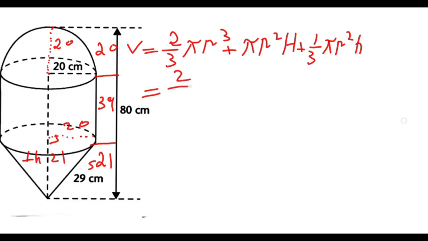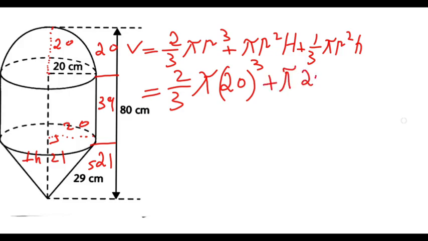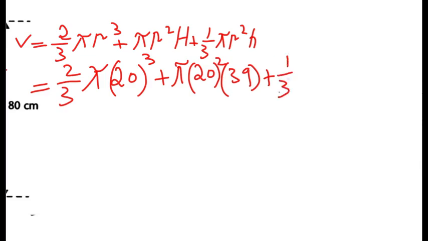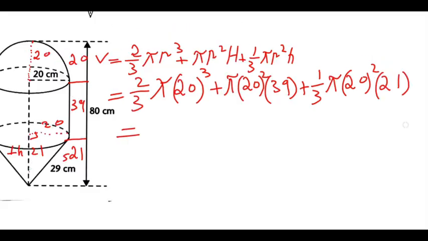Now 2 over 3 pi, radius we got 20, so 20 cubed, plus pi, radius 20 squared, and the h we got 39 now, plus 1 over 3 pi, radius we got 20 squared, and the perpendicular height we found earlier, we found 21. This is the perpendicular height.